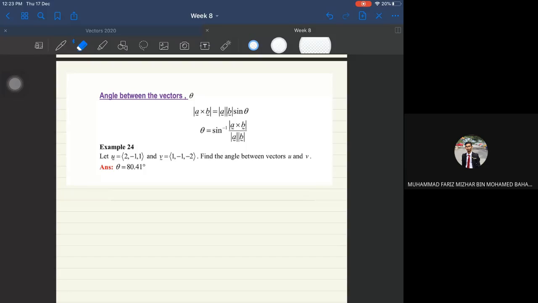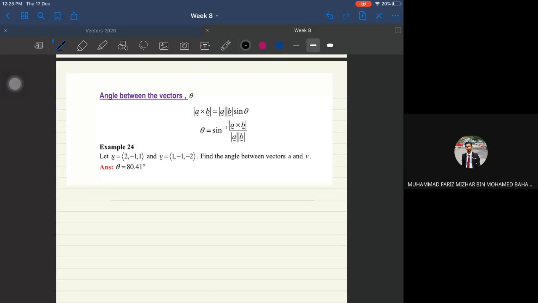Okay. So you are given two vector u and v, and you are asked to find the angle between vector u and v. So to find the angle between vector u and v, what you need is the magnitude of A, magnitude of B, and you need to apply cross product A cross B and find the magnitude of this one. Okay. So kita start dengan buat cross product dulu.